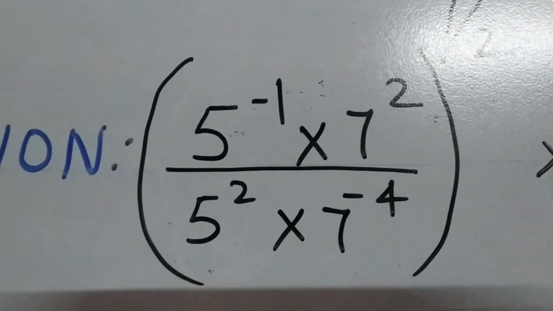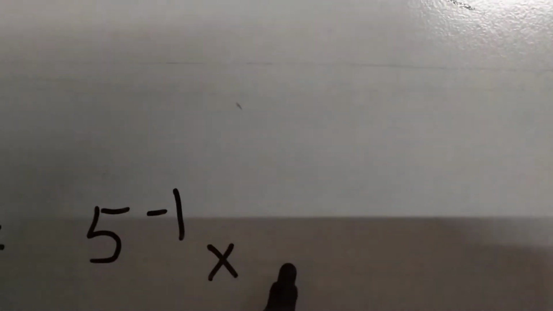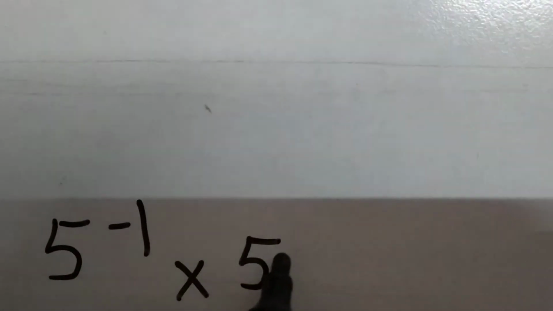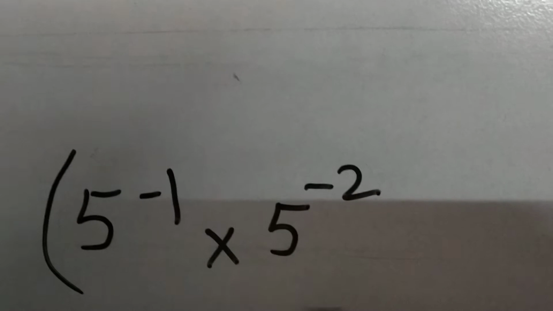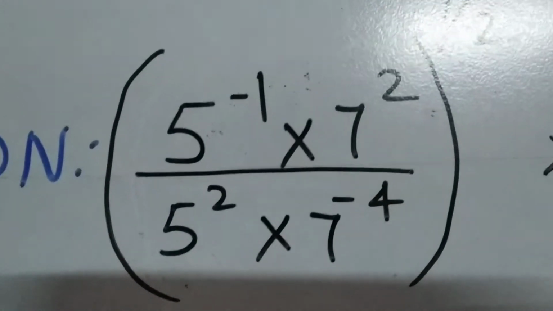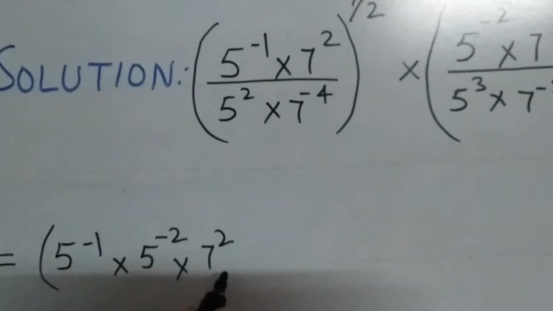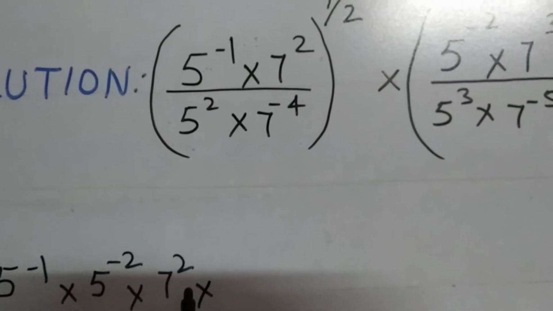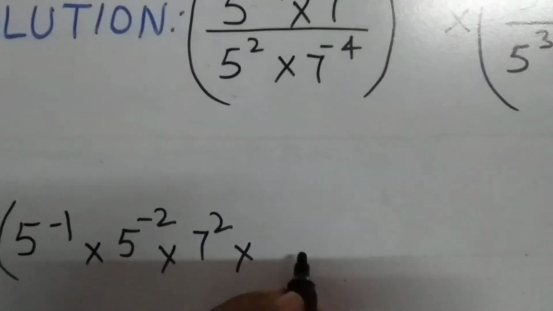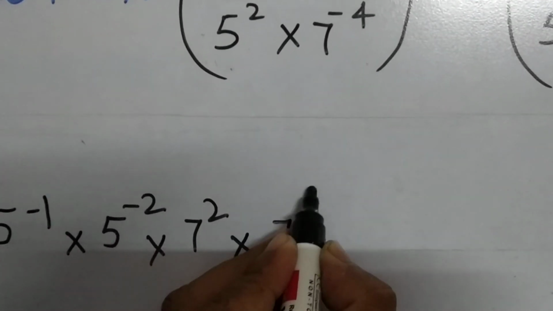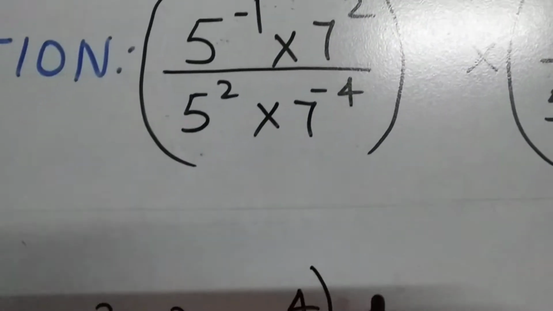One upon 5 square is equal to 5 raised to power minus 2, into 7 square. One upon 7 raised to power minus 4 is equal to 7 raised to power 4, whole raised to power 7 by 2.